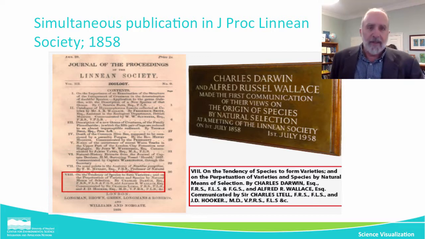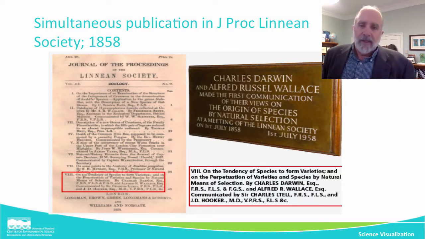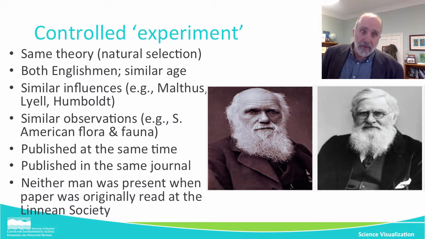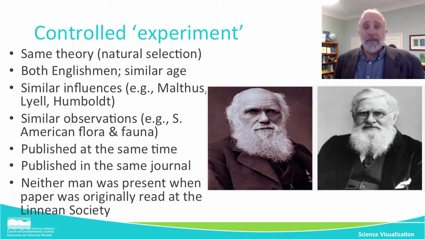And Wallace had actually sent it in, and one of Darwin's friends, Hooker, said, "Hey, Charles, somebody else has your idea," so they co-published. So I call this a controlled experiment. It's the same theory, natural selection. They're both Englishmen, similar influences, similar observations, published at the same time in the same journal, and their personal charisma had nothing to do with it because neither man was present when the paper was read at the Linnean Society.